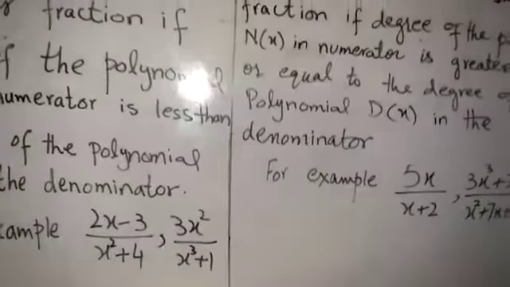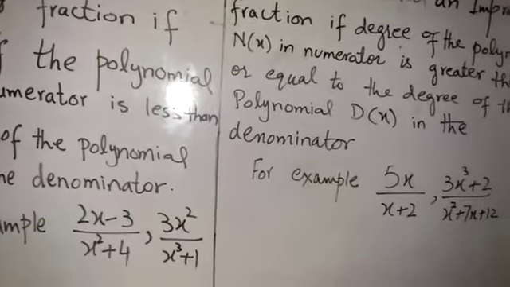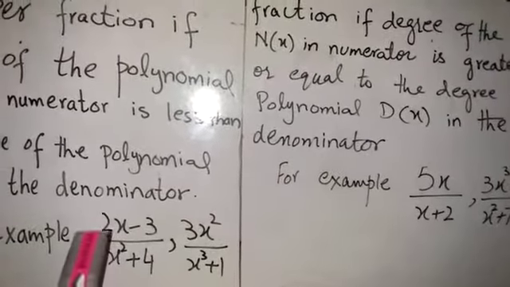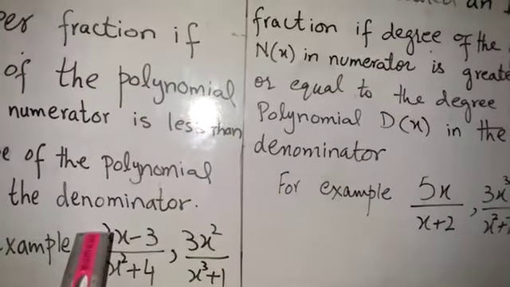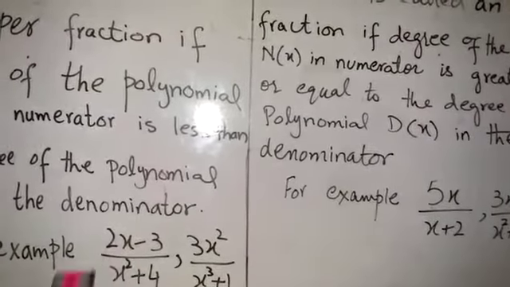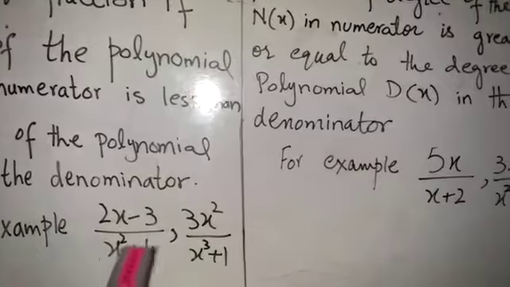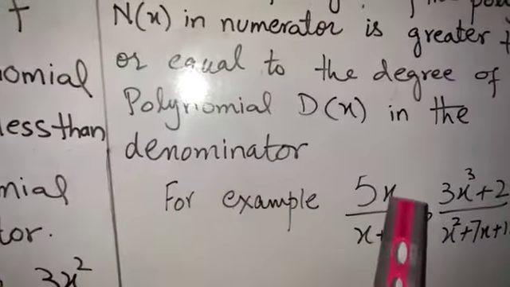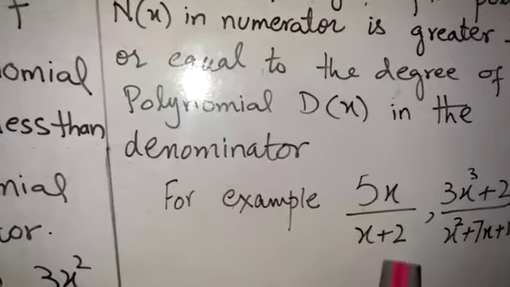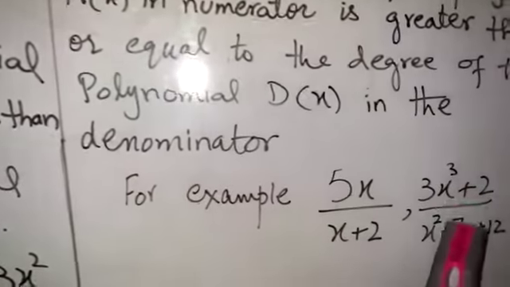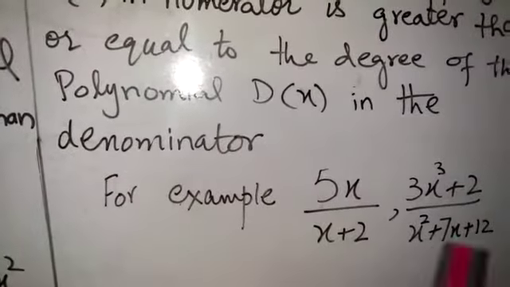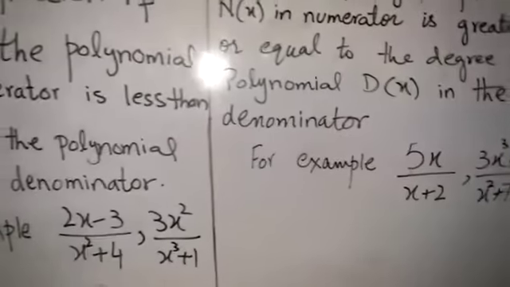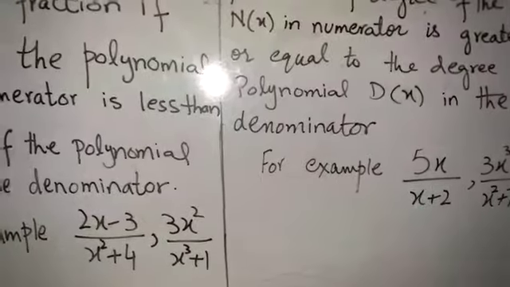The difference of these two fractions is this: the degree of the numerator in a proper fraction is less than the degree of the denominator, whereas in an improper fraction the degree of the numerator will be equal to the denominator or greater than the denominator. So these are examples of proper and improper fractions.